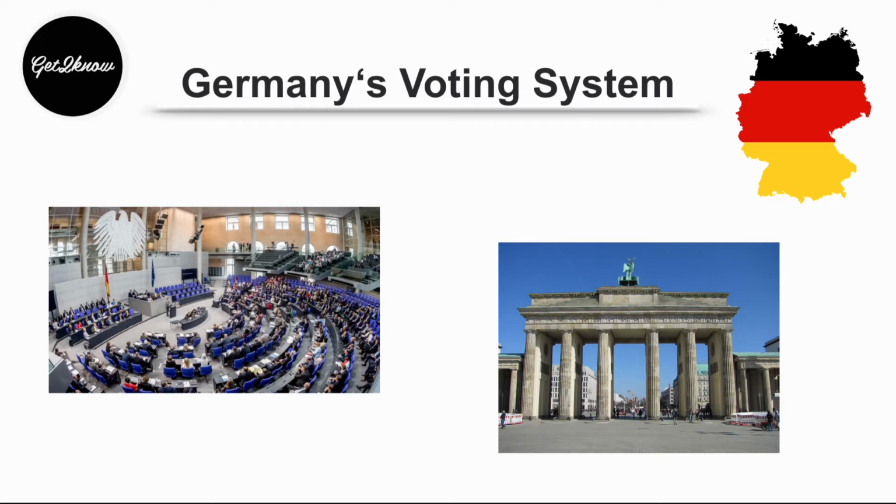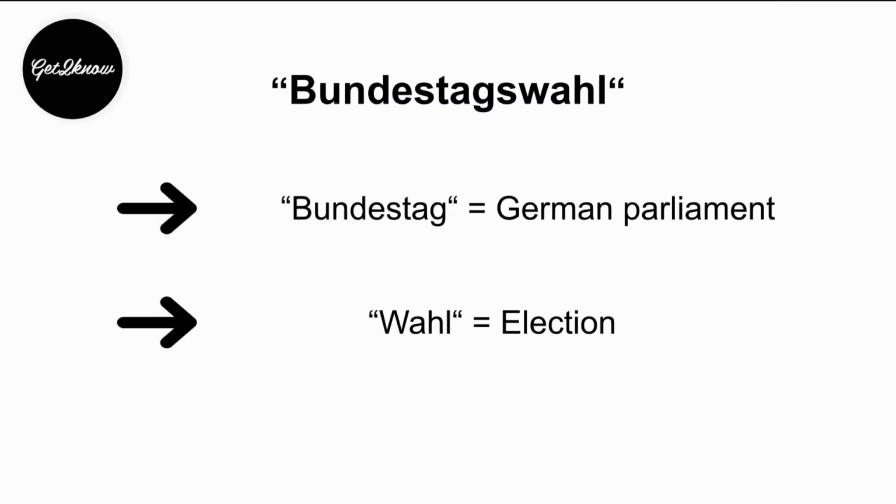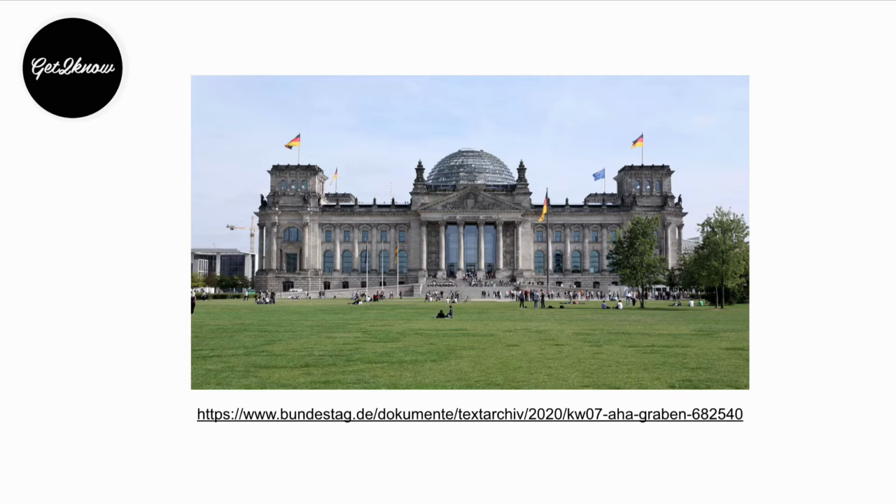Obviously Germany is quite a big country, so there are multiple political elections every year. I'm mainly gonna cover the by far biggest and most important of them, which is the Bundestagswahl. Just for your understanding, Bundestag is the name of the German parliament and Wahl is German for election, so the Bundestagswahl is the election of the German parliament. This right here is, by the way, the Bundestag building in Berlin.